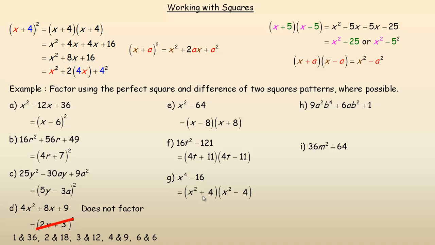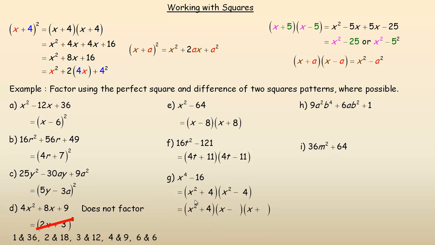Now, this is the sum of two squares. That doesn't factor. But you see, this is, again, the difference of two perfect squares. This is a perfect square, and so is 4. 4 is 2 squared. So this will actually factor further. This part won't, because it's a sum of two squares.